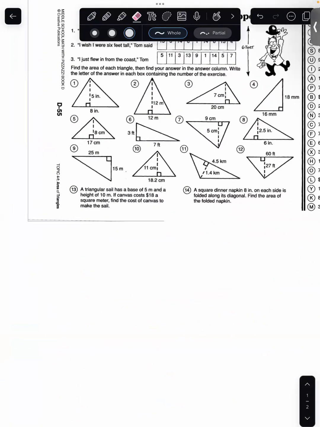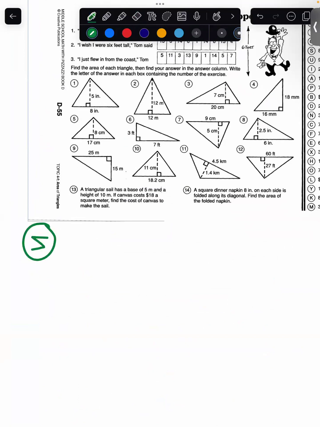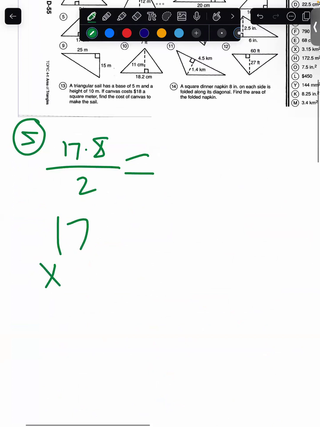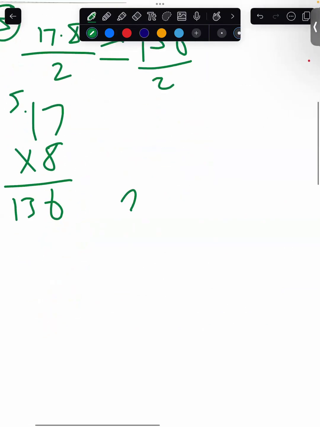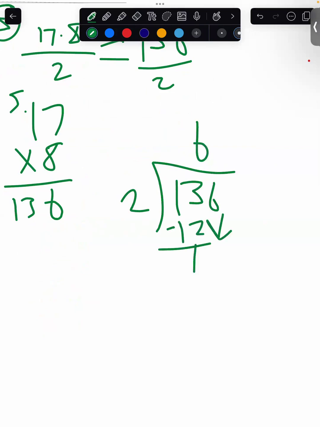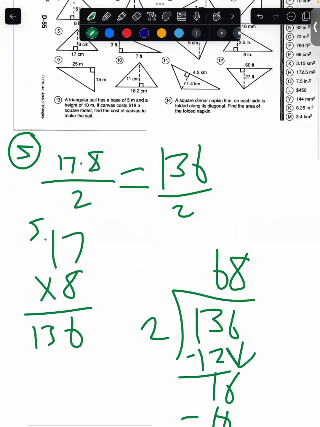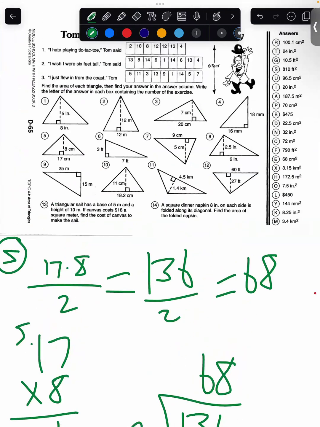Number 5, we have 17 times 8. Again, using the trick I was just talking about, you could just do 17 times 4, and that would be the answer. So base times height divided by 2. So 17 times 8 divided by 2. Okay, so 17 times 8 is 56, and 8 and 5 is 13, so 136. Divided by 2, 2 into 136: 6, 12, 1, 16. 2 times 8 is 16. And that is 68. Okay. Number 5, all right.